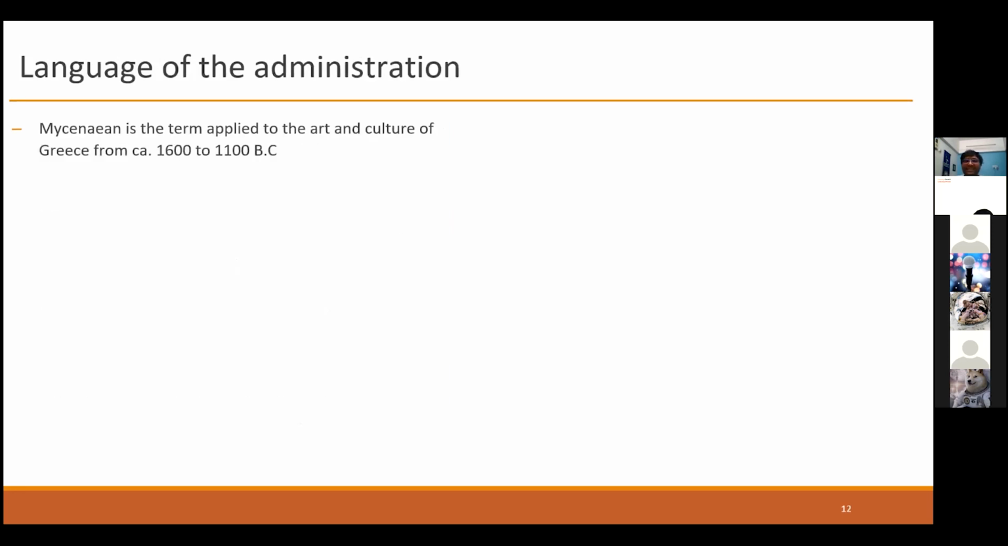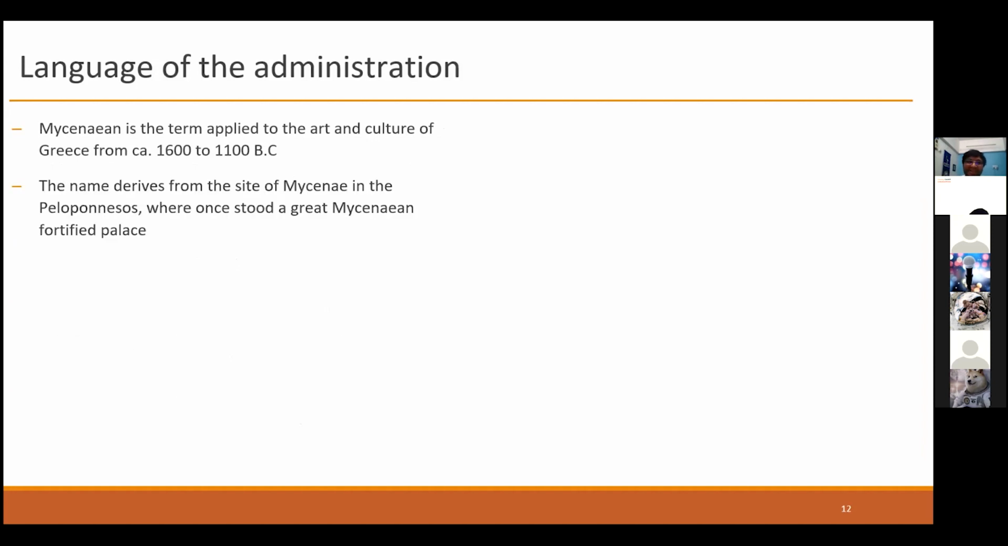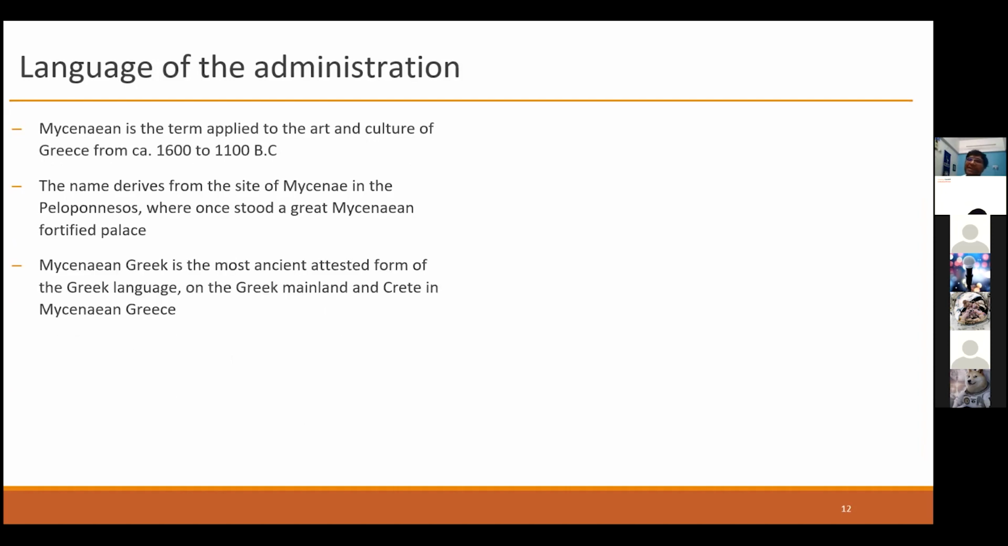Now, Mycenaean is a term applied to an art of culture of Greece, which is around 1600 BC, which is from now around 3,700 years ago. The name Mycenaean is derived from the site of Mycenae in what was earlier ancient Sparta, where there stood a great Mycenaean fortified palace. Now, Mycenaean Greek is the most ancient form of the Greek language, and it is also written.